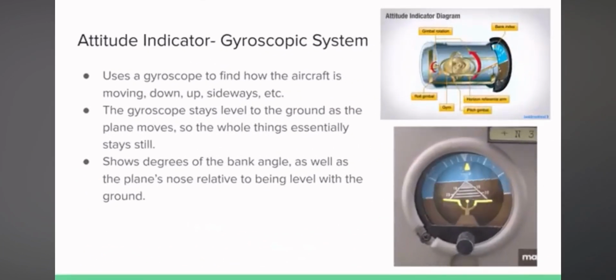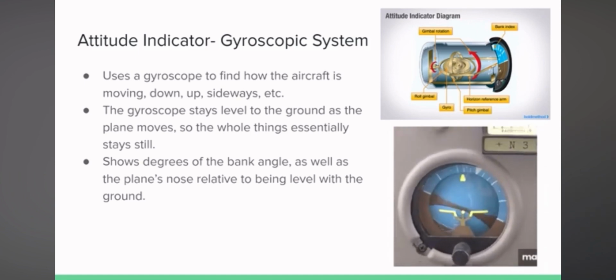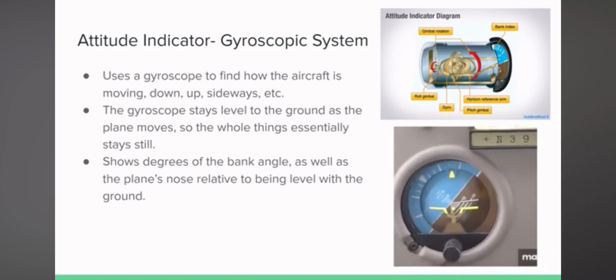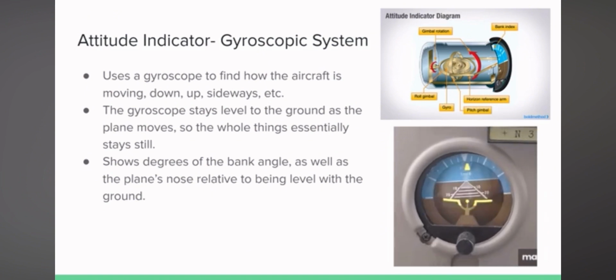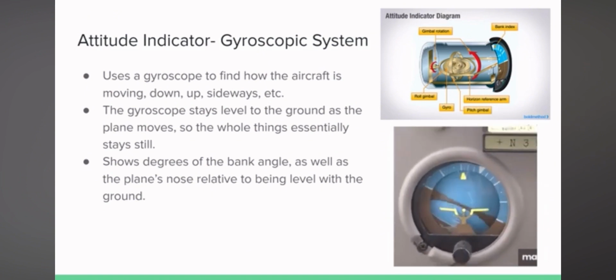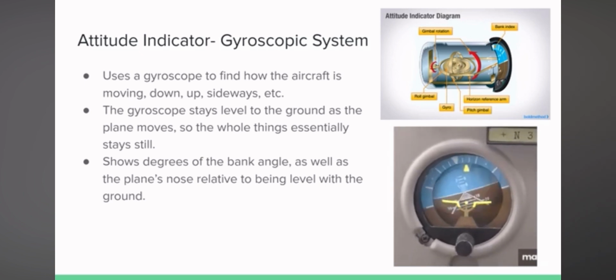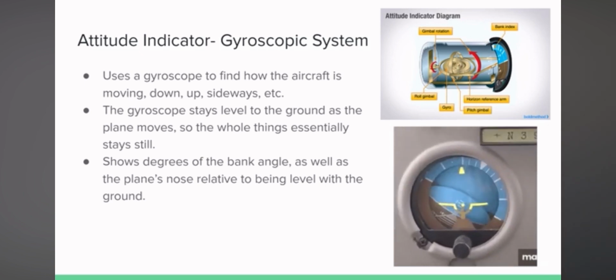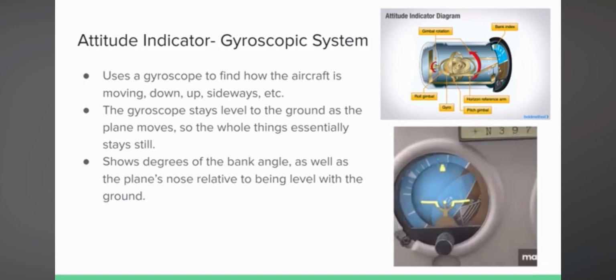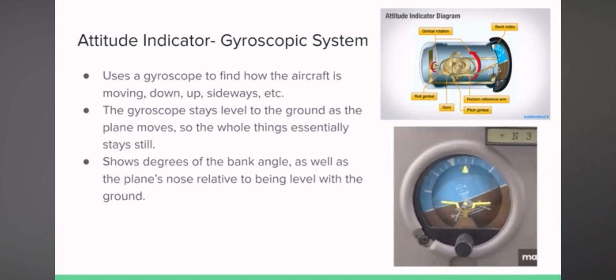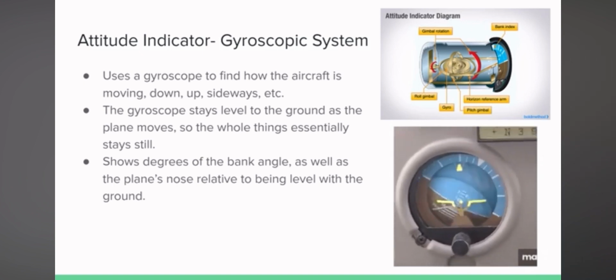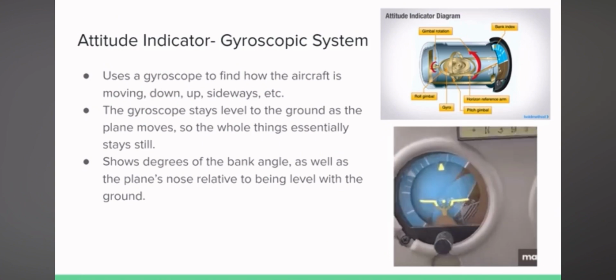The attitude indicator, a gyroscopic system. The attitude indicator is an instrument that shows how the aircraft is moving, whether it's up or down, left or right. The gyroscope in the instrument stays level to the ground, and as the plane moves, everything around the gyroscope moves. This shows things like degrees of bank angles or turns. It can also show the rate of climb on some of them, and it contains vital information for the operation of any aircraft.